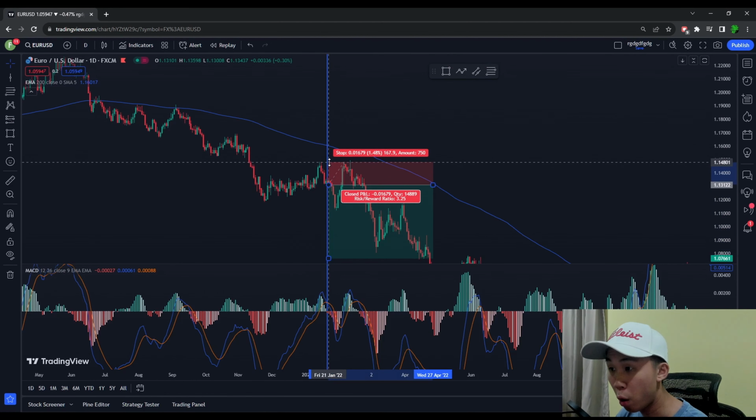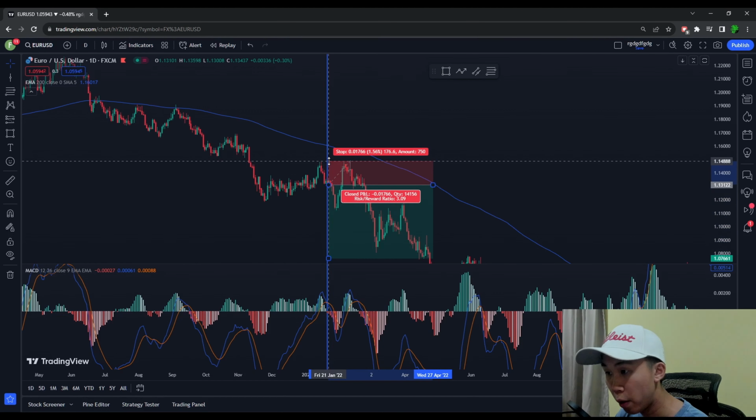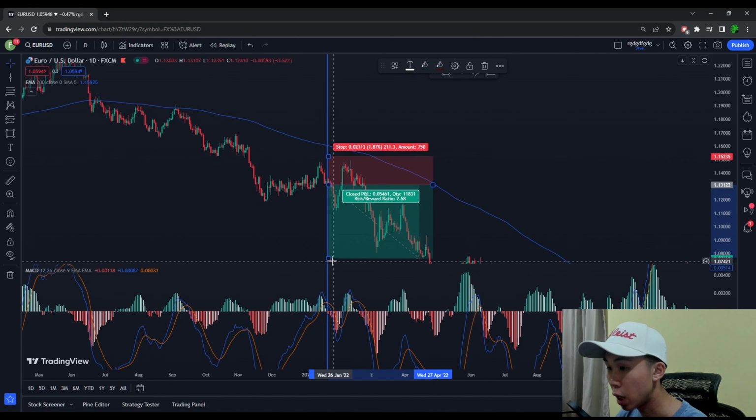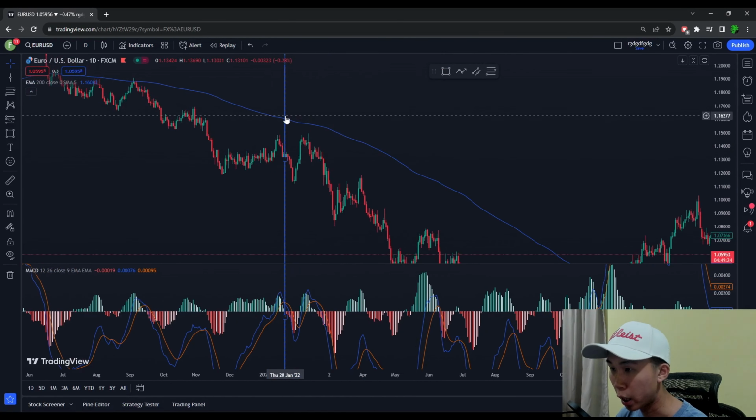It depends on how high your stop loss is. If you have a wider stop loss, then you wouldn't get hit. But if you have a very tight one, you get hit by the stop loss. So let's assume that you have a wider stop loss and you will get a minimum 1 to 2 risk to reward over here. So let's look at another example.